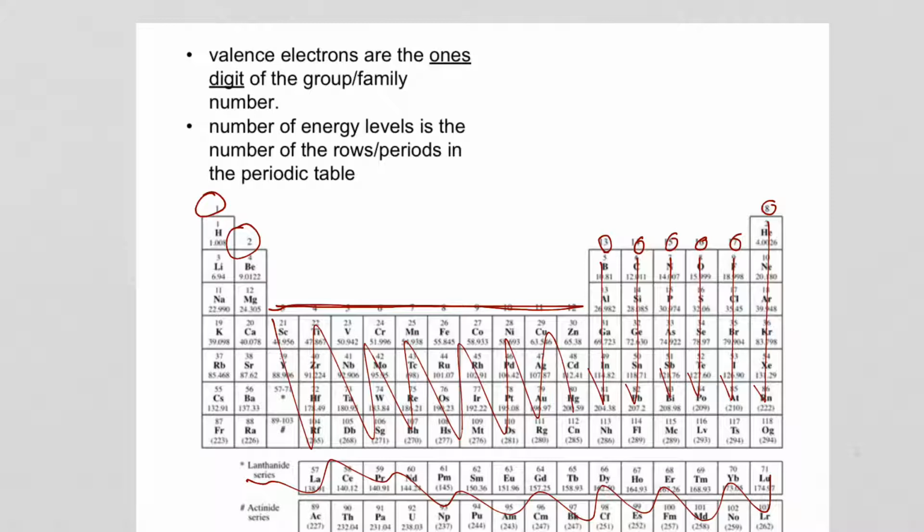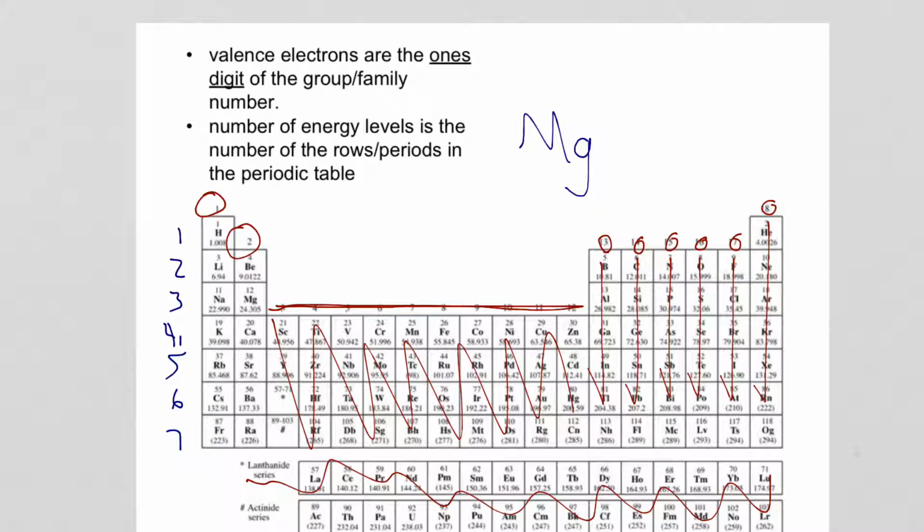What isn't labeled on here are the periods. So I'm just going to quickly label them on here: 4, 5, 6, and 7. So the rows, or periods, are the energy levels that you have here. For example, if we were to look at magnesium, Mg, you know that it would have 12 protons and 12 electrons.